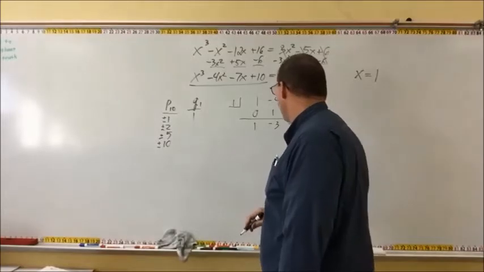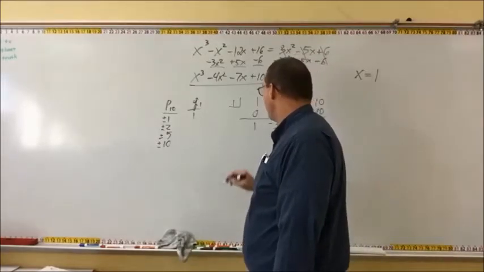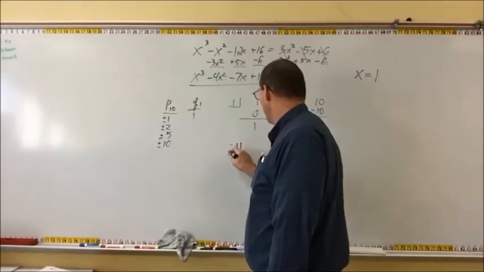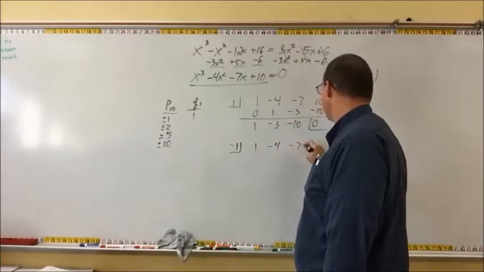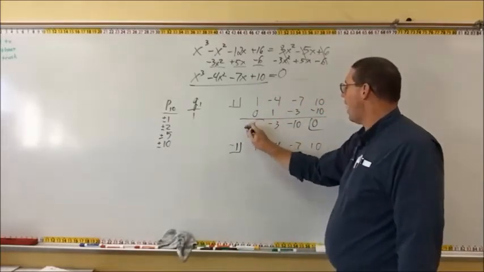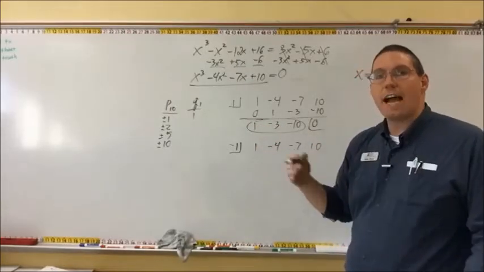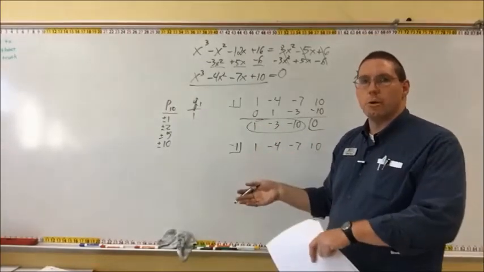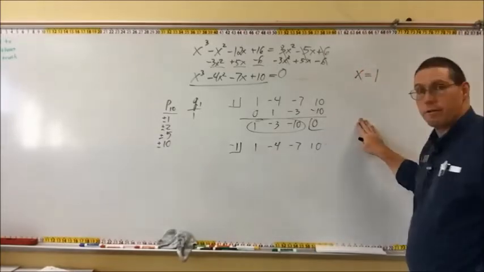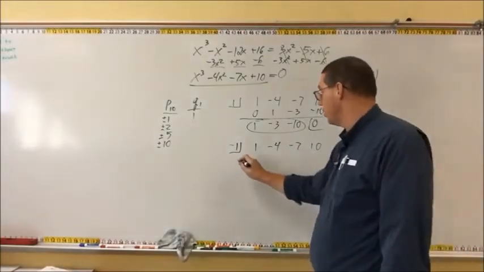Now we'll try negative 1. We got a 1, a negative 4, a negative 7, and 10. Now what you could do is factor this. You could turn this into x squared minus 3x minus 10, factor it, set the factors equal to 0, and get your other two x's. Or you can just keep doing synthetic division.